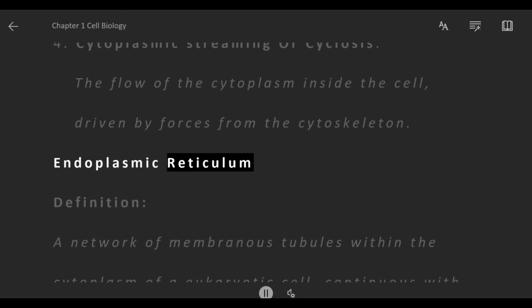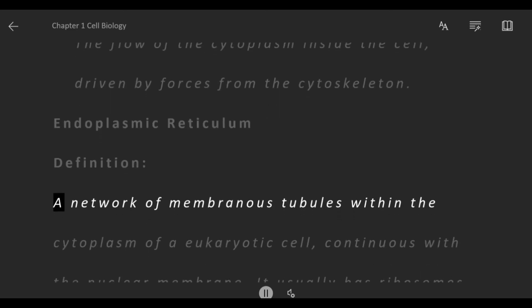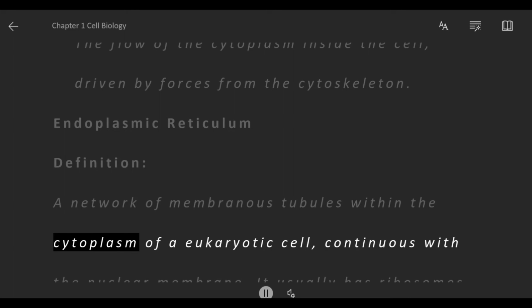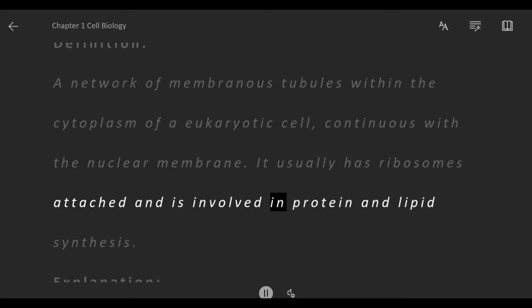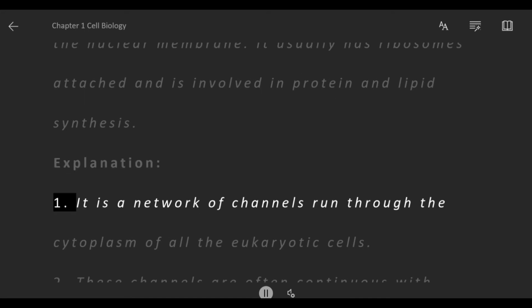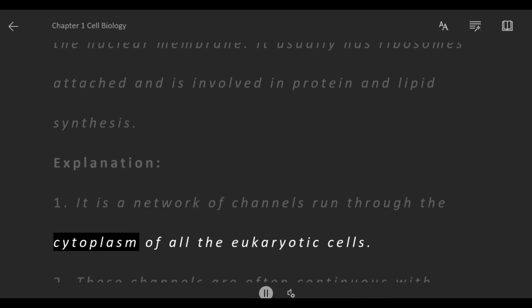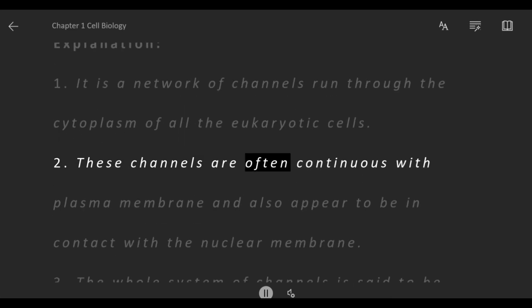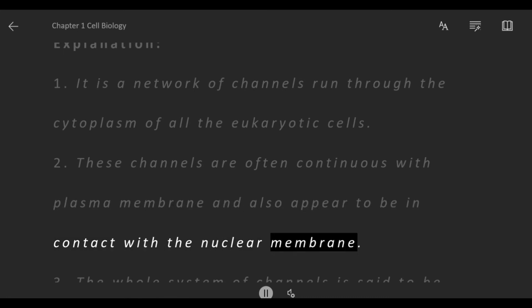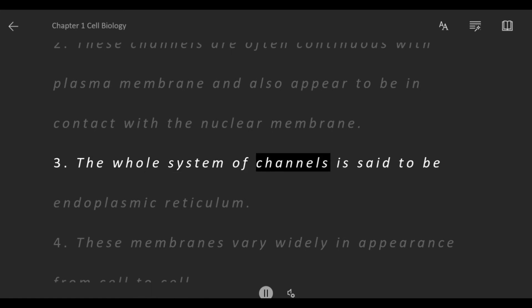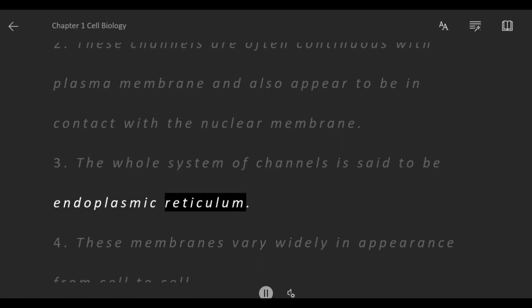Endoplasmic reticulum. Definition. A network of membranous tubules within the cytoplasm of a eukaryotic cell, continuous with the nuclear membrane. It usually has ribosomes attached and is involved in protein and lipid synthesis. Explanation. 1. It is a network of channels running through the cytoplasm of all eukaryotic cells. 2. These channels are often continuous with the plasma membrane and also appear to be in contact with the nuclear membrane. 3. The whole system of channels is said to be endoplasmic reticulum.